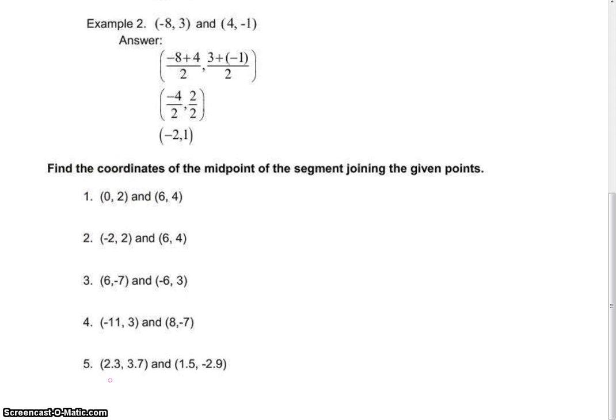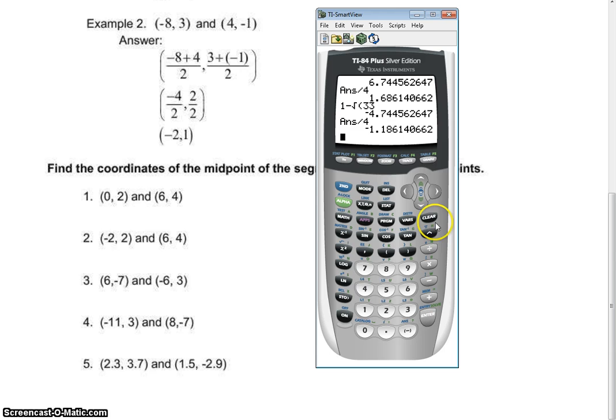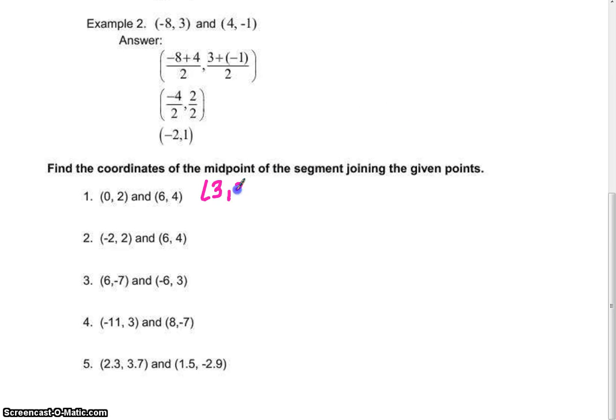So looking at number 1, if you want to do it in your calculator, it would be 0 plus 6. I took my two x values, enter divided by 2, and then it would be 2 plus 4, enter divided by 2, and so I have 3 comma 3 as the midpoint. So negative 2 plus 6 is 4, divided by 2 is 2. 2 plus 4 is 6, divided by 2 is 3. Do it in your head, do it in the calculator, it does not matter to me.